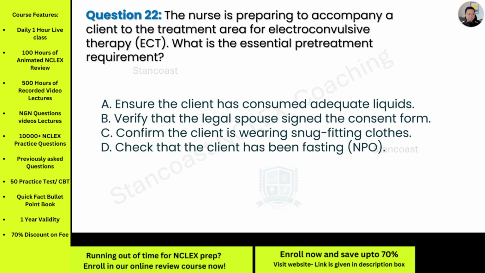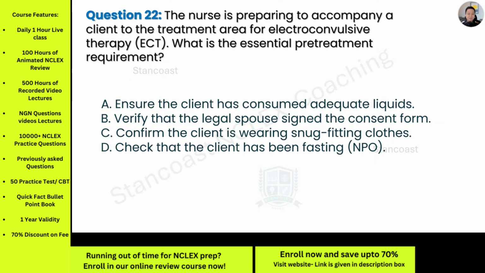Let's have number 22. The nurse is preparing to accompany a client to the treatment area for electroconvulsive therapy. What is the essential pre-treatment requirement? A, ensure the client has consumed adequate fluids. B, verify that the legal spouse signed the consent form. C, confirm the client is wearing snug-fitting clothes. D, check the client has been fasting or NPO.